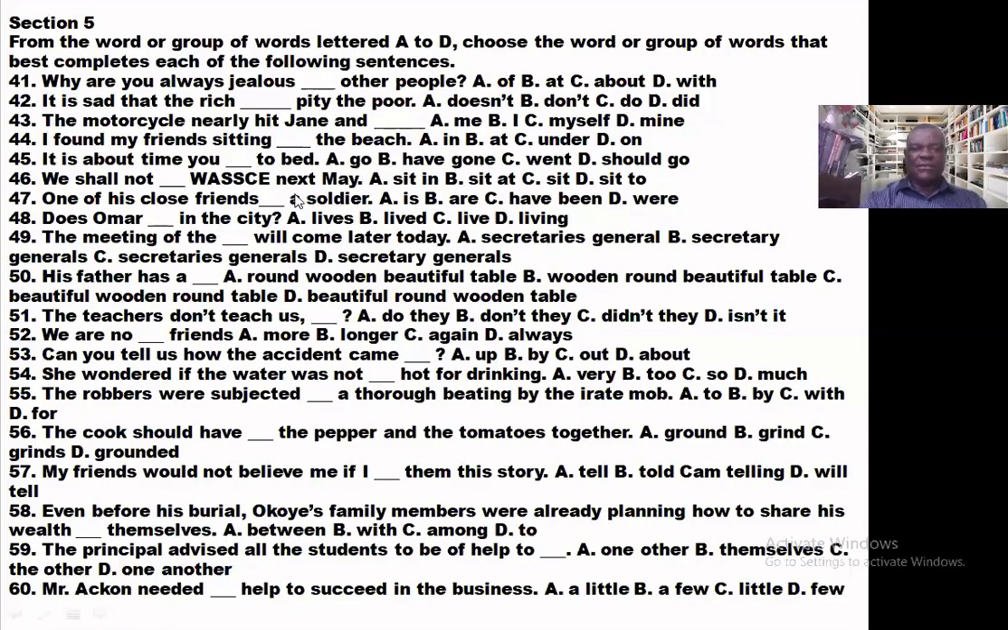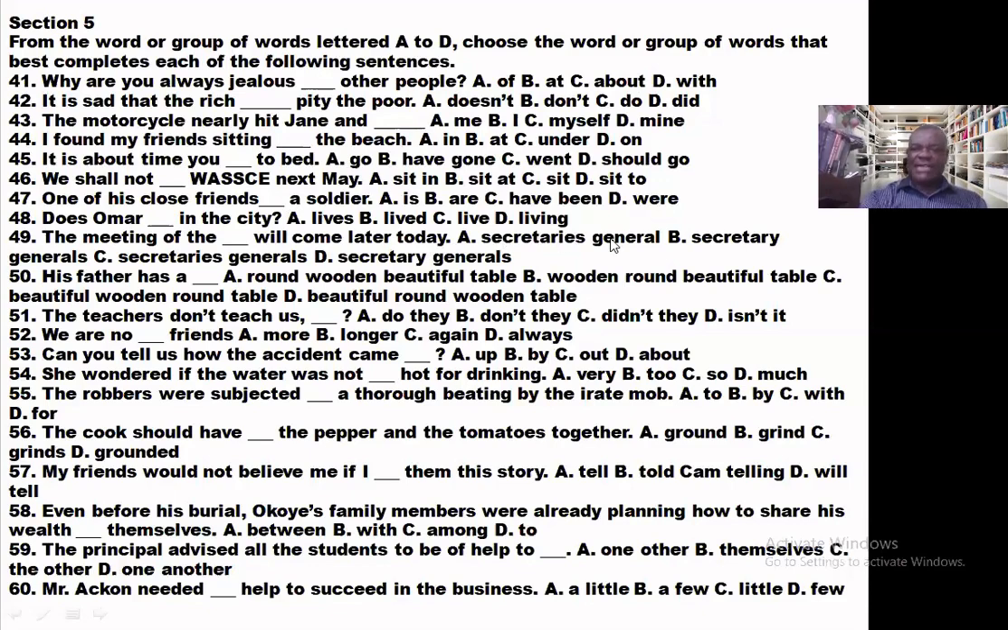Then B, does Omar lived? No, you will be breaking the rule that governs the sequence of tenses. All right? The appropriate answer is C, which is live. Does Omar live in the city? That sounds grammatically correct. 49, the meeting of the dash will come later today.